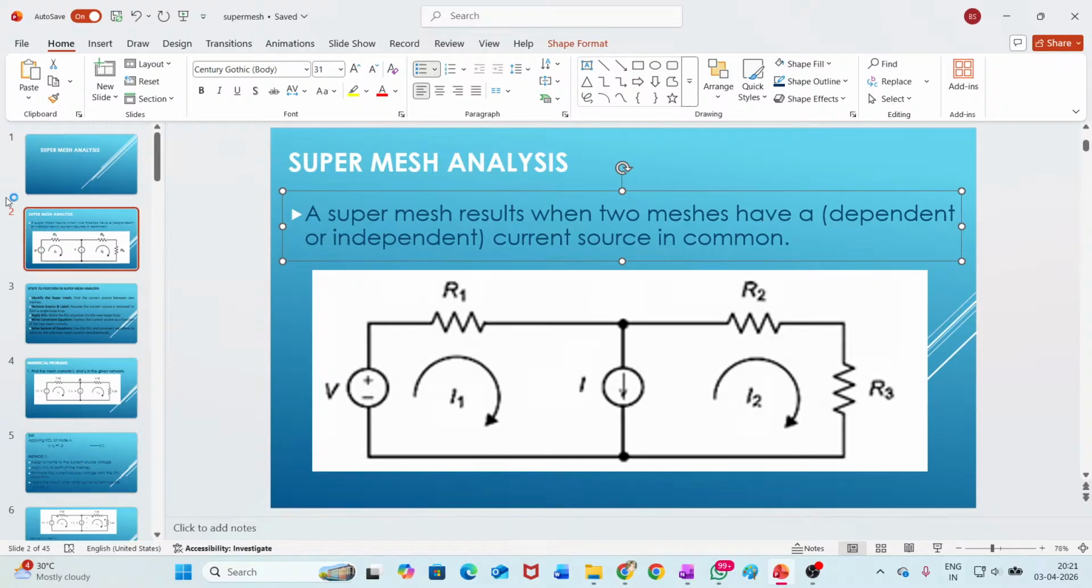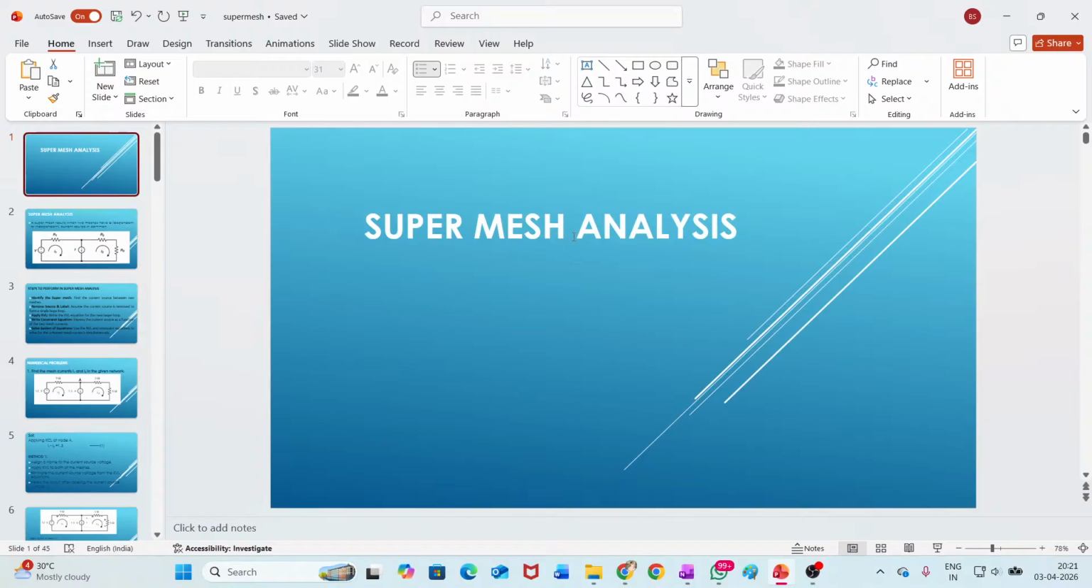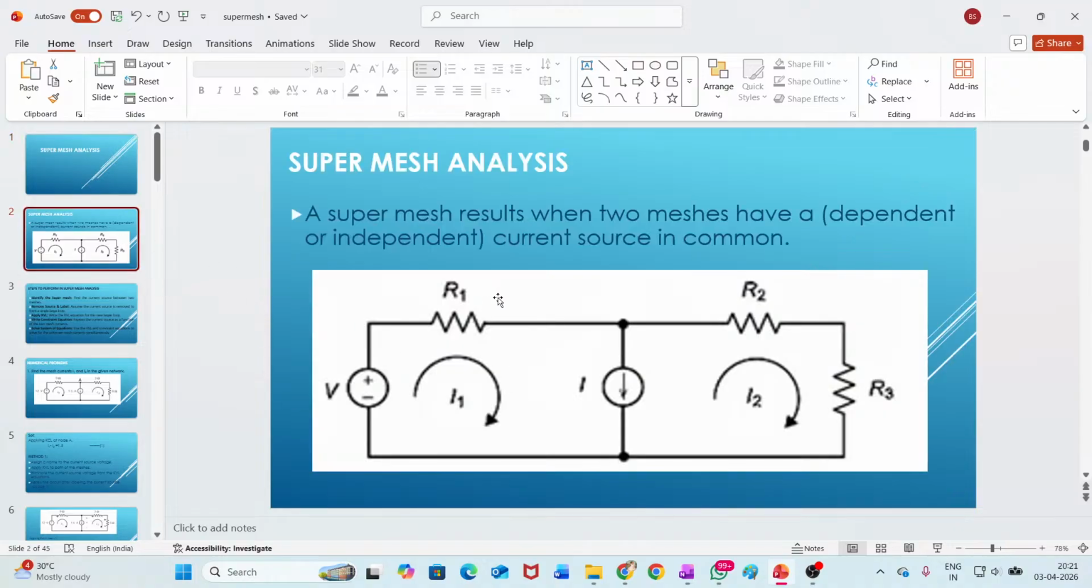Okay, I will start the session. So today's session is on Supermesh analysis. So let us see what is meant by Supermesh analysis.